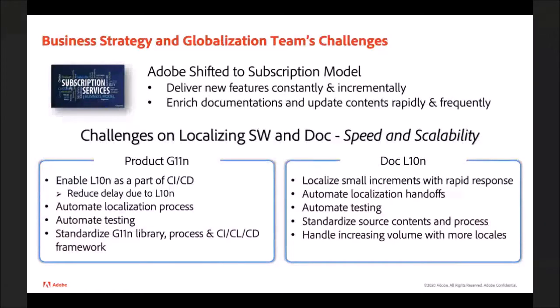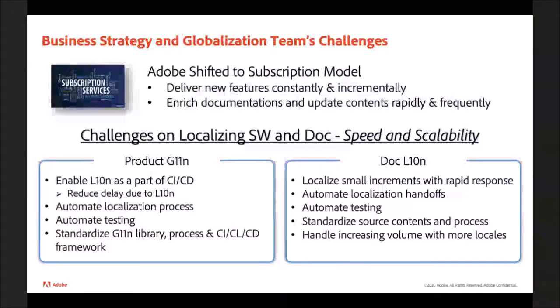Along with the changes in the business strategy, we are facing new challenges of speed and scalability in localizing software and documentation. And there are a lot of common points. For product globalization, we need to enable a continuous localization process as a part of CI/CD, continuous integration and continuous delivery. All the localization process should be fully automated, and we must reduce the delay due to the localization process. It is the same for documentation localization. Now we publish content in small incremental increments, but much more frequently. So how to automatically hand off the localization process for documentation and localize a small chunk of changes with rapid response is essential for us.